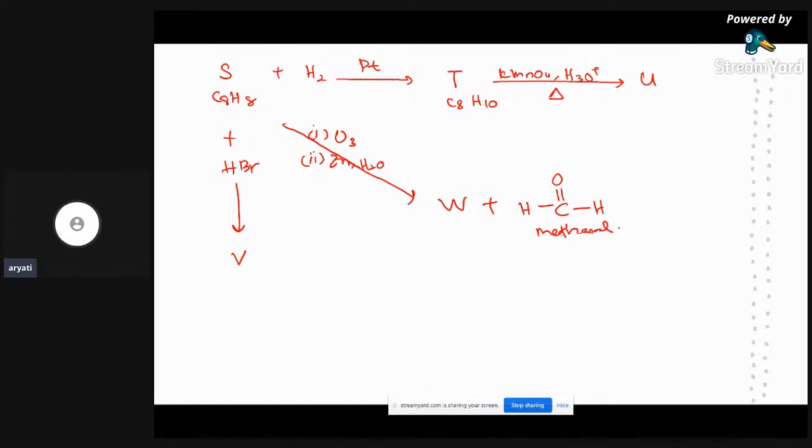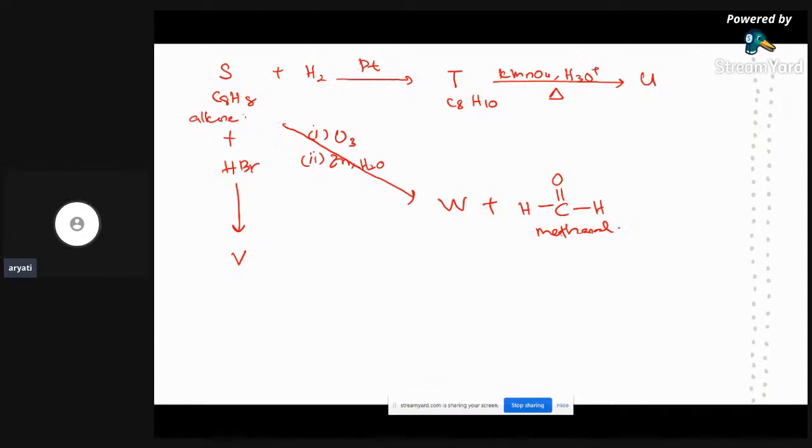Draw the structure of S2W. Okay, so untuk soalan ini, methanol dah diberi, so kita nak lukis mana dulu? S dulu ke, T dulu, U dulu, V dulu? Okay, kita mesti tahu S ni mesti sejenis alkin. So kenapa S sejenis alkin?